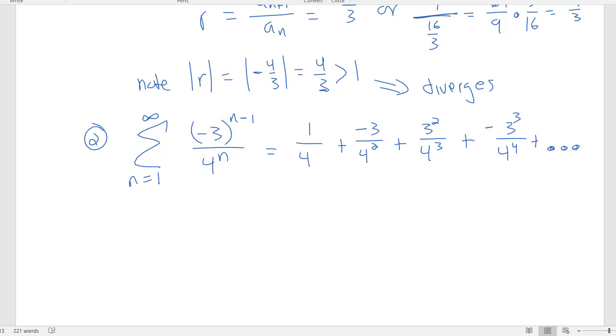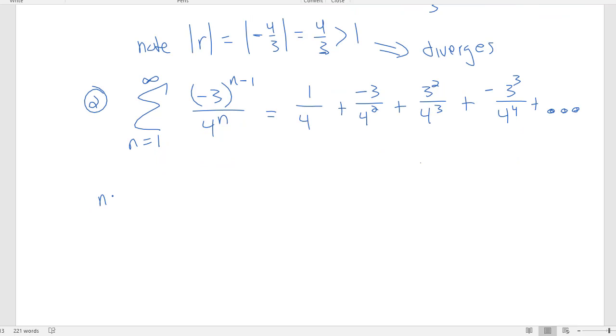So we can see in this case that the first term is 1/4. That's my quote-unquote a number. And then what did I multiply this by to get the next term? I multiplied by -3 over 4. When I multiply this by -3/4, I get the next term. I multiply this by -3/4, I get the next term. So my common ratio is -3/4. Now how would I see that out of this series? Let me make a little note down here to see this algebra.